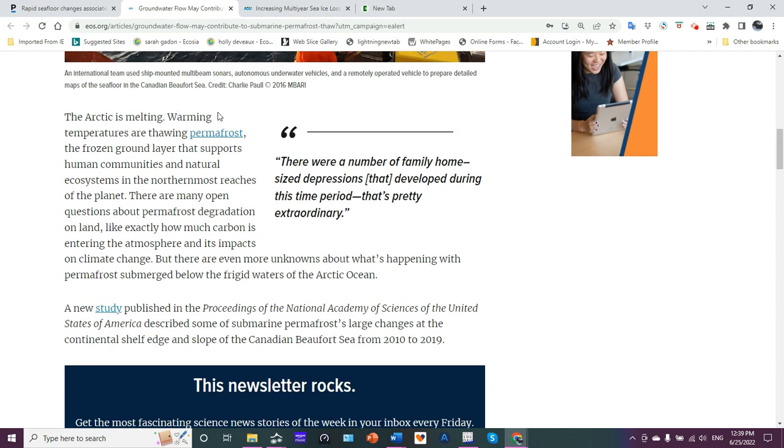The Arctic is melting, the Arctic is thawing. Warming temperatures are thawing the permafrost. Permafrost is the basic frozen ground layer. And humans have built communities on the permafrost. Permafrost is thawing. Those communities are in trouble because now the ground starts heaving and sinking and breaking. Your buildings start falling into the ground. It becomes uninhabitable. So the thing's happening.